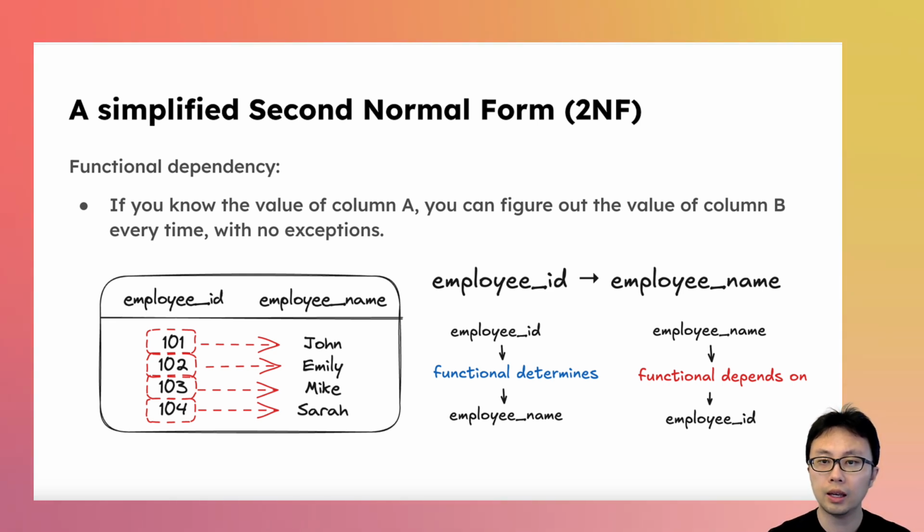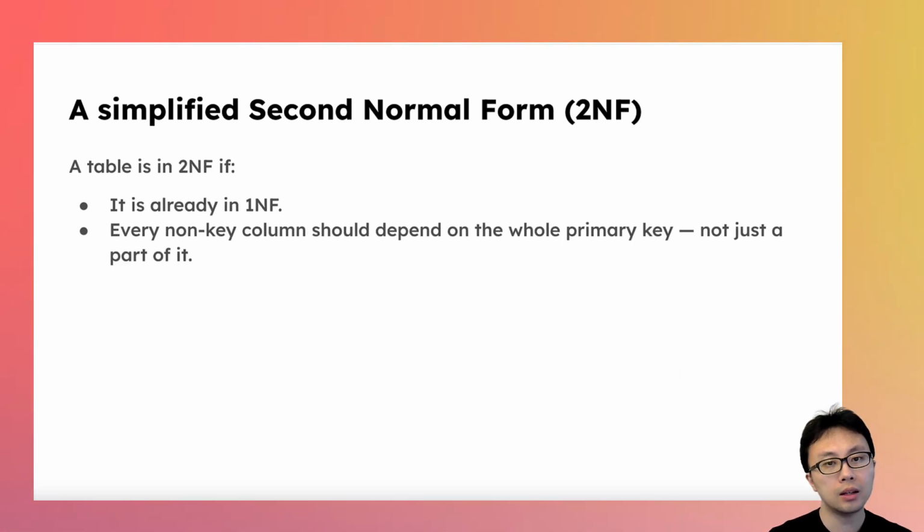Okay? That's everything about functional dependency, and we are going to use it to deepen our understanding of the second normal form. And let's go back to the second normal form now. Beyond asking the table to be in the first normal form, the simplified version only has one criterion, which is about non-key columns functionally depending on the primary key. And it's worth emphasizing that it has to be the whole primary key, not a part of it.